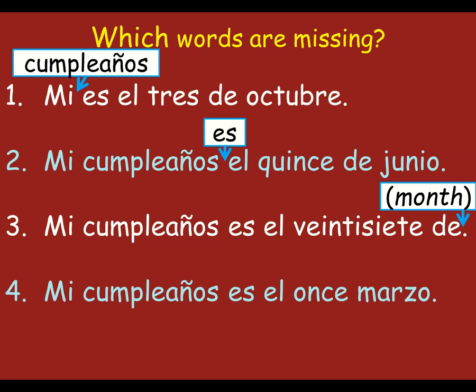And then number four, mi cumpleaños es el 11 marzo. What do we need to put between the number and the month? That's right, it's missing its de, isn't it? Mi cumpleaños es el 11 de marzo, the 11th of March. Well done if you spotted those.